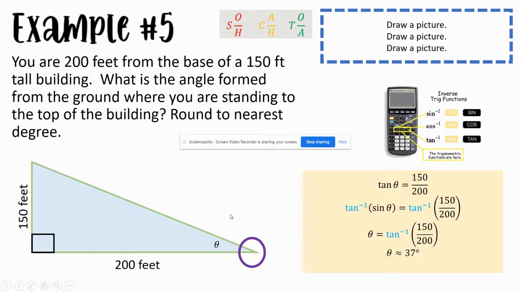I'm going to label my side lengths. So where's the hypotenuse? Where's the adjacent side? Where's the opposite side to the angle that I'm trying to find? Now, if I'm trying to find an angle, that must mean that I know 2 sides. What 2 sides do you know? You know the opposite and the adjacent. That means you have to use tangent. Tangent of your angle is equal to the opposite over the adjacent side.